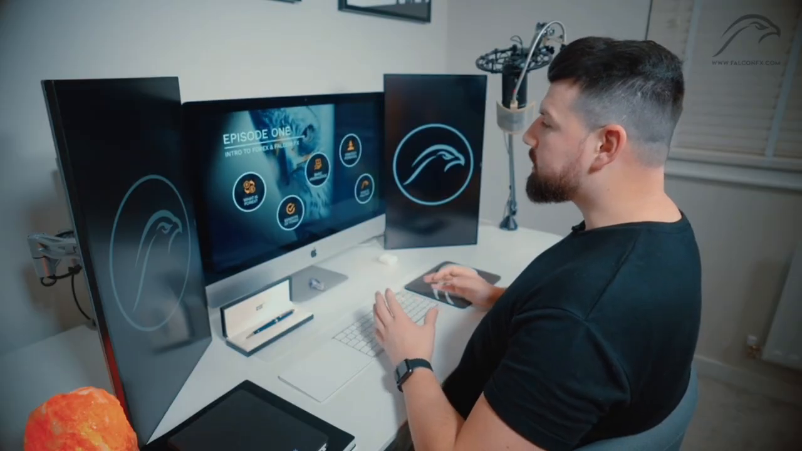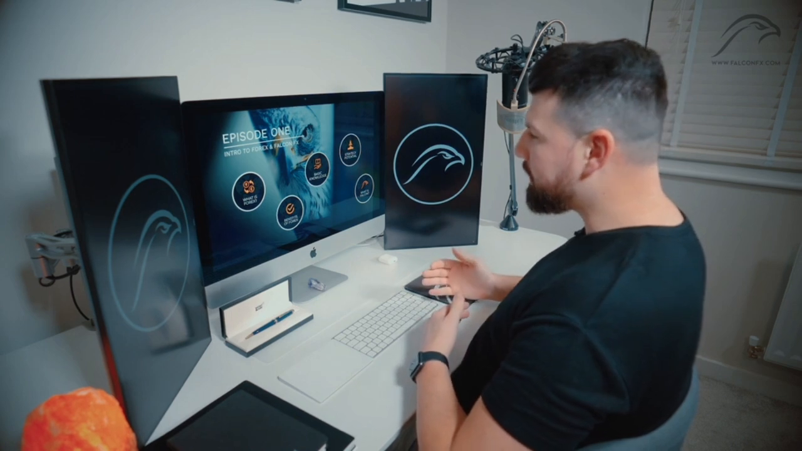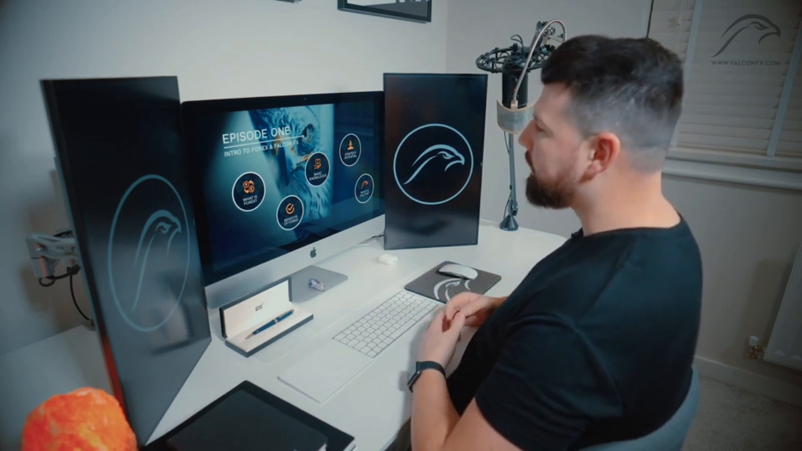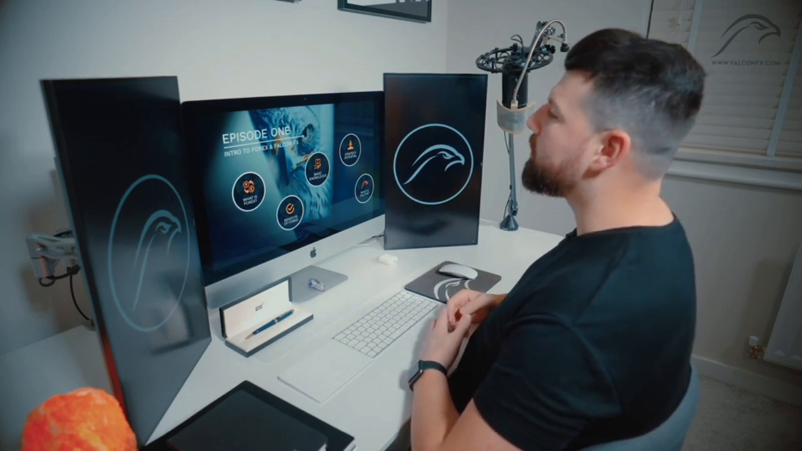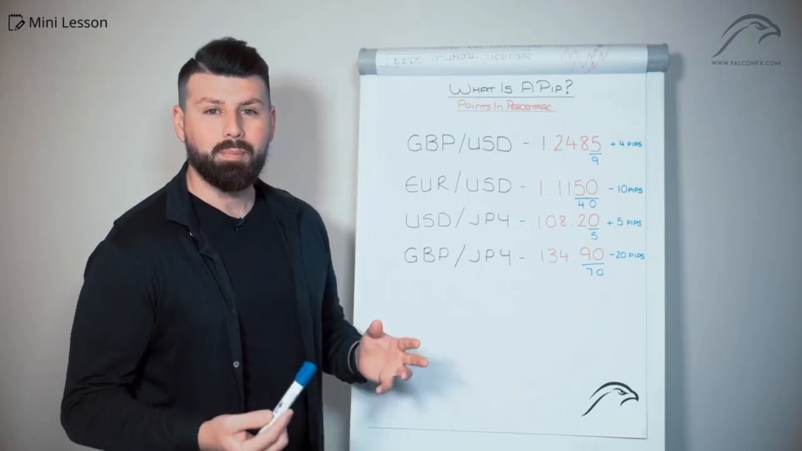But what I want to do now, guys and girls, is take you through a mini lesson on a pip to explain that in a little bit more detail so you can see the differences, and especially something on the yen pairs that is worth taking note of. Right, guys and girls, so just a quick mini lesson on pips.